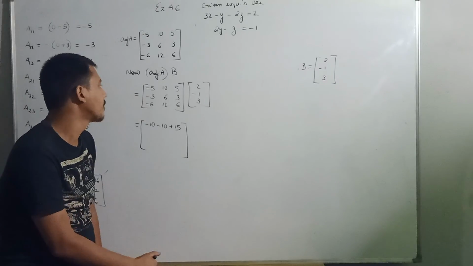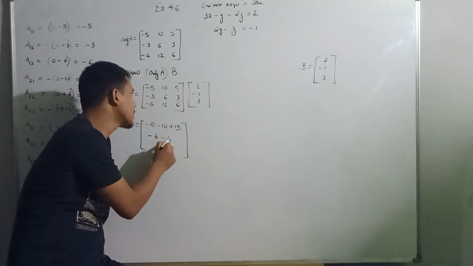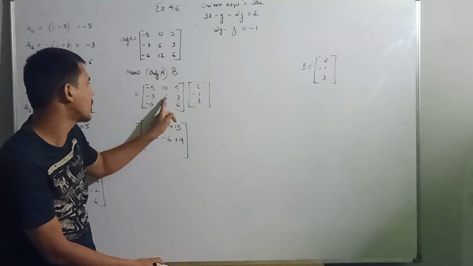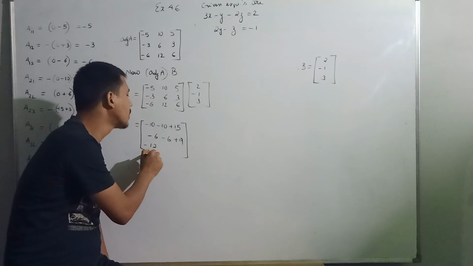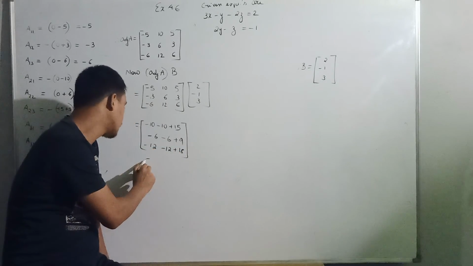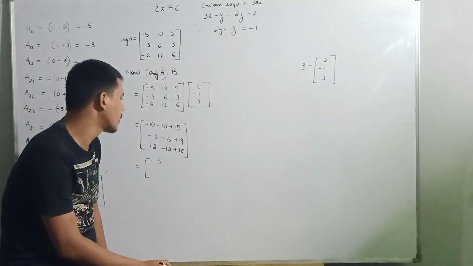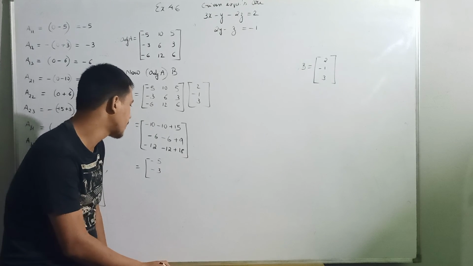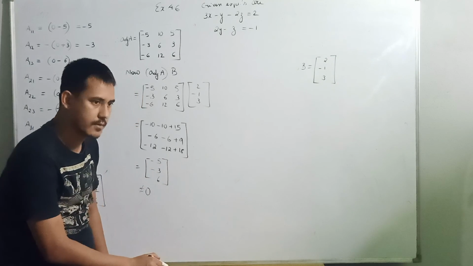Next, second row with the second column: minus 6, plus 9. And then the third row: minus 12, plus 18. So this is equal to what? Minus 5, minus 3, 6, which is not equal to 0.